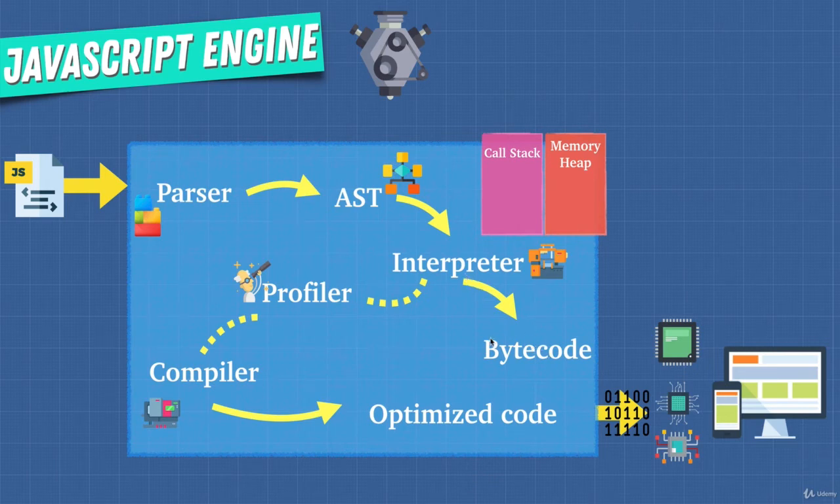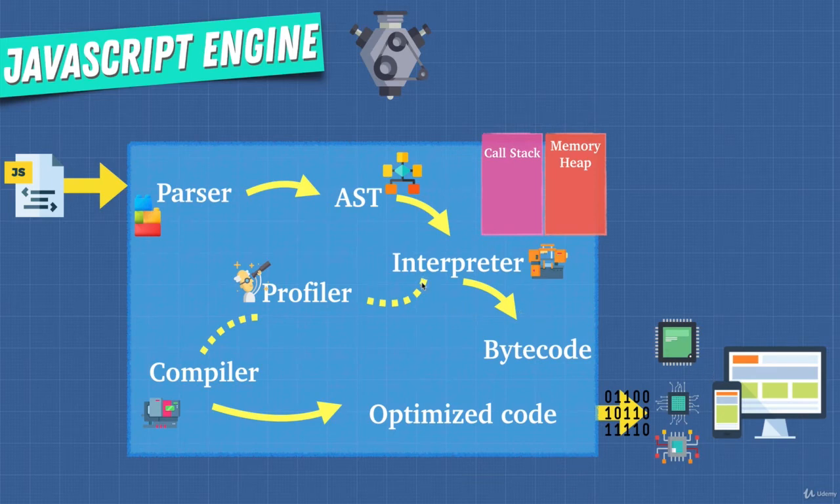And remember, bytecode is code that's not as low level as machine code, but it's code that is able to be interpreted by the JavaScript engine in order to run our programs. So that's the first step.